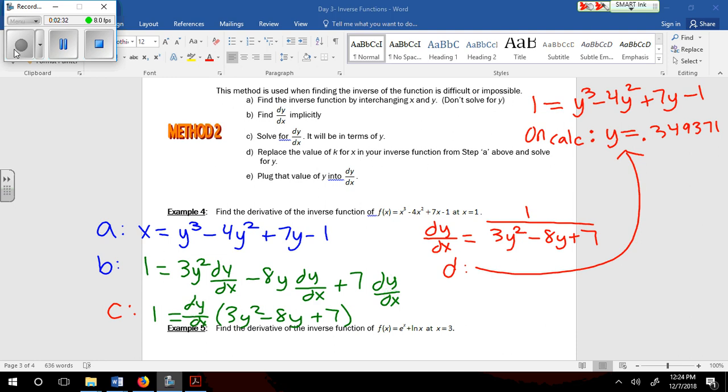So once you do that, the last step, E, would be to plug that number in for your y. So y equals the 0.349. Once you plug that in, you should get 0.21876. And so that's finding the derivative of an inverse using implicit differentiation.